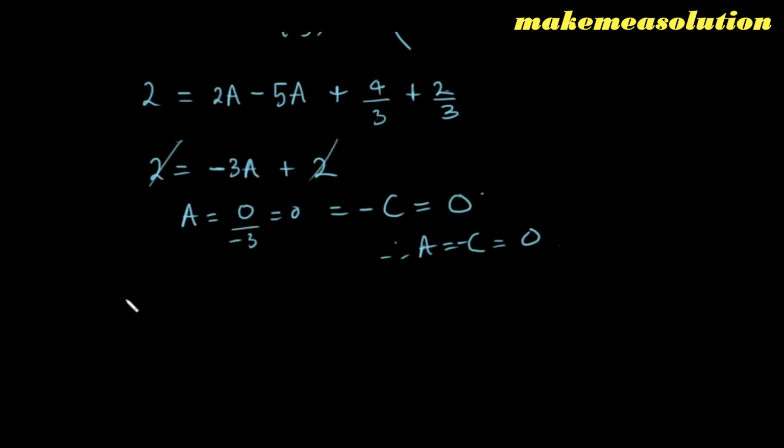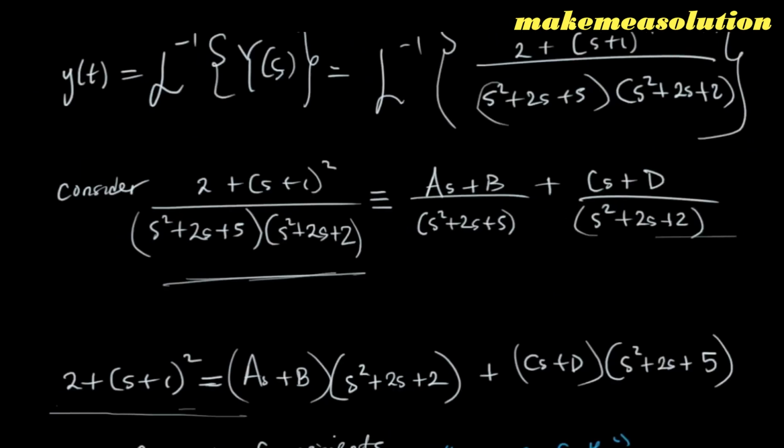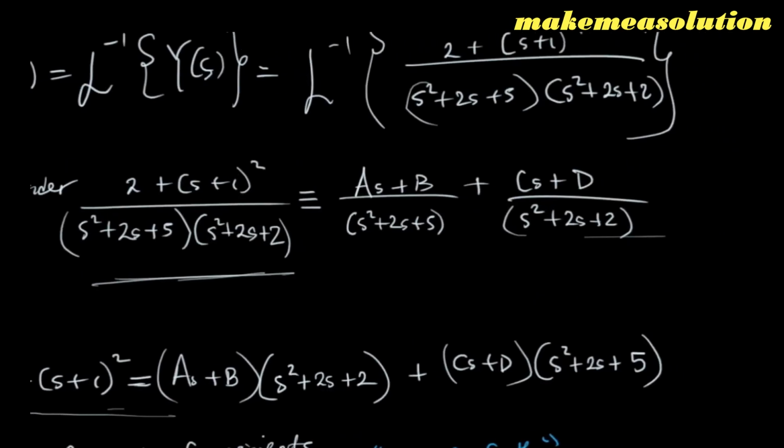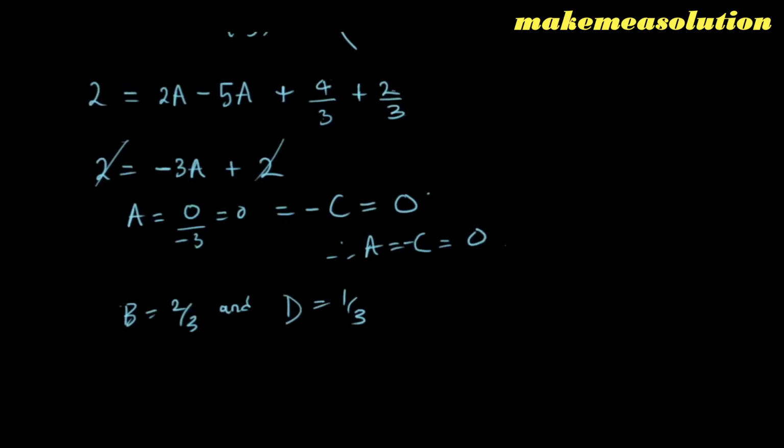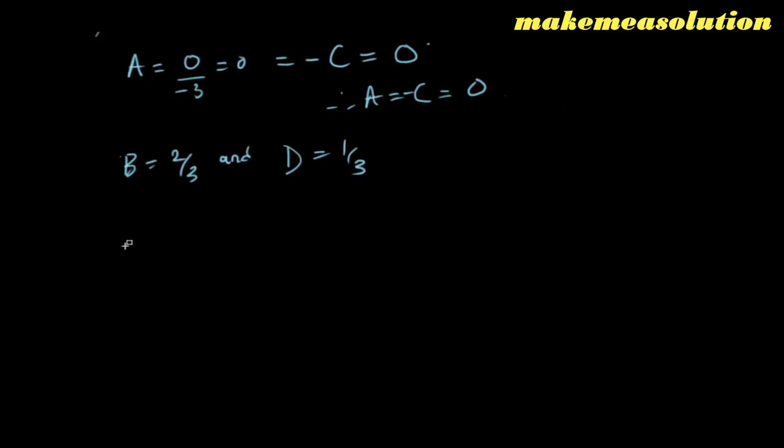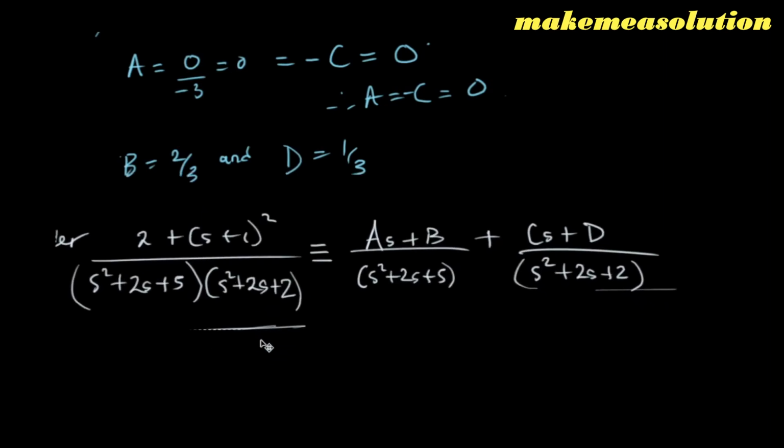That means our partial fraction will only return the value for b as 2 over 3 and d as 1 over 3. So we've gotten the values for our partial fraction. B is 2 over 3 and d is 1 over 3. So let me just copy this one, and paste it over here. So you have it like this over here.